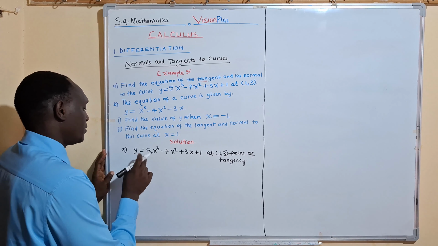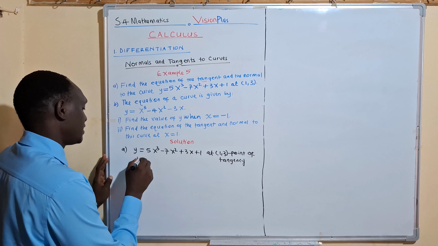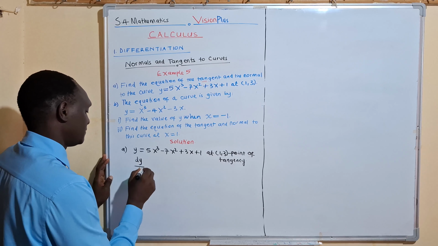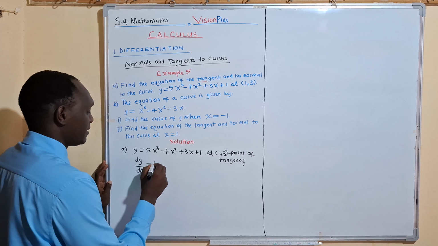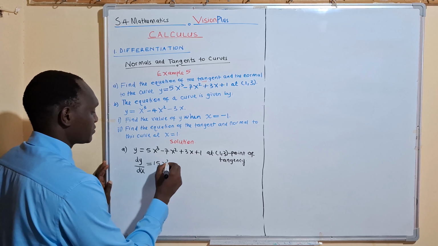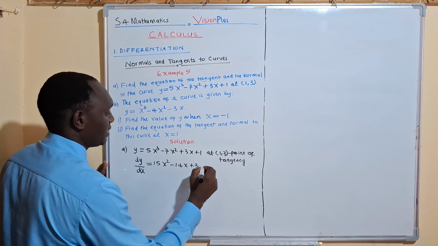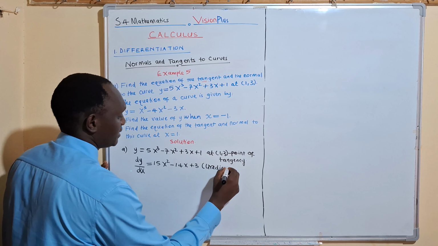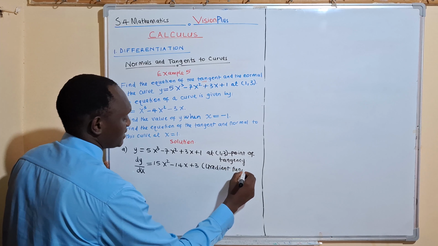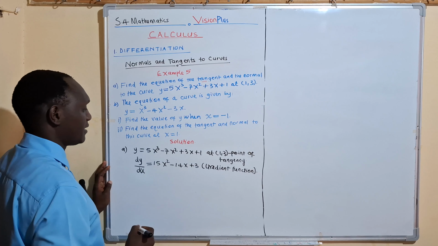Now, we need to find the gradient of the curve, which means we need the gradient function. So we differentiate the equation of the curve. Therefore, dy/dx becomes 15x squared minus 14x plus 3. This is the gradient function of the curve, and it defines the gradient of the curve at any point on the curve.